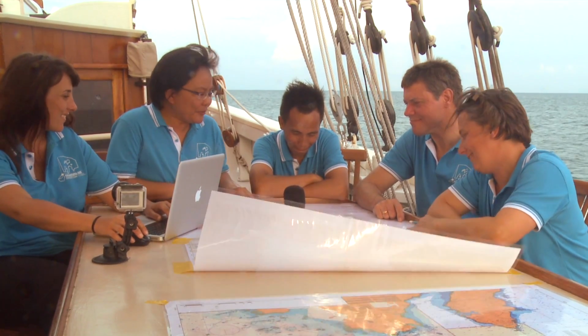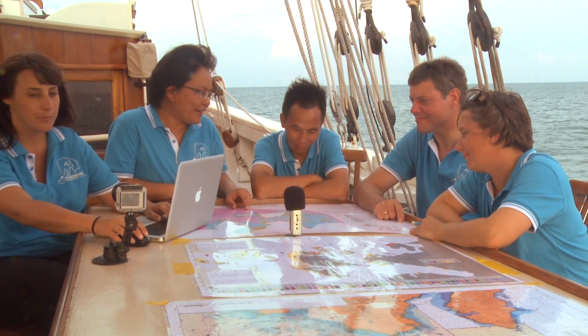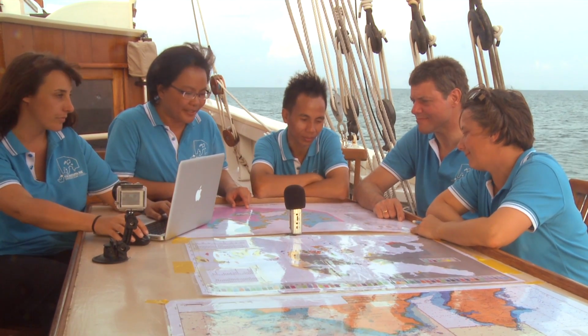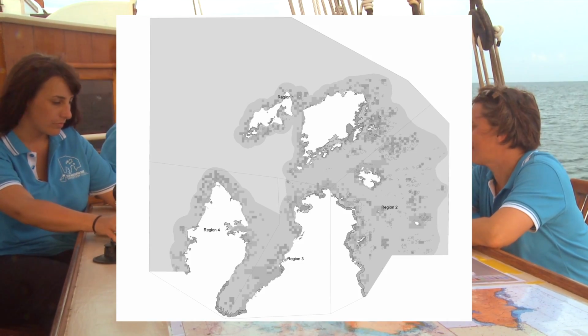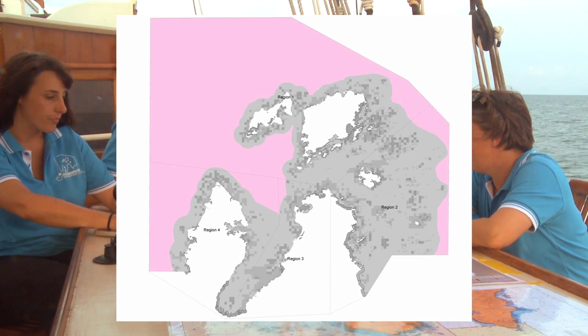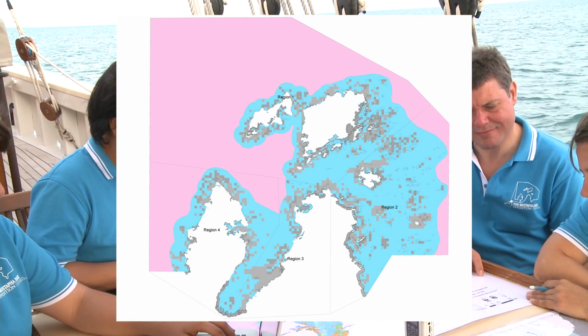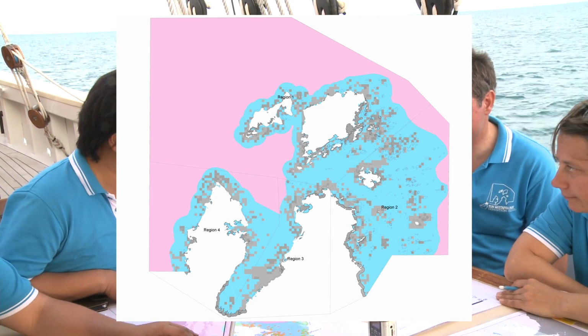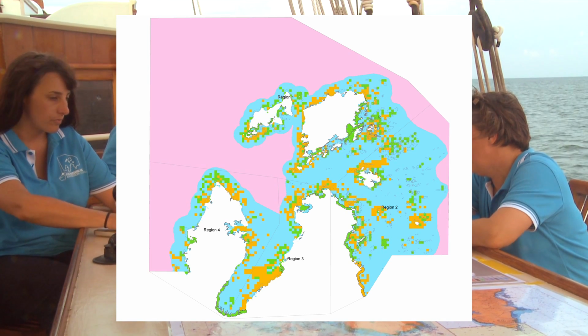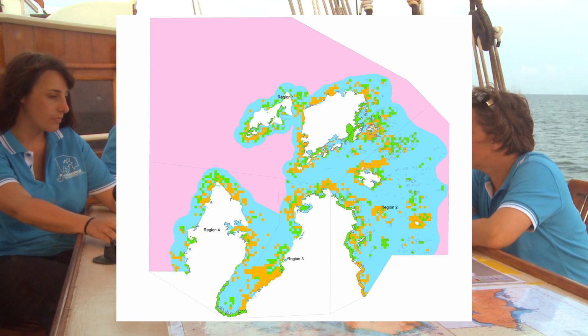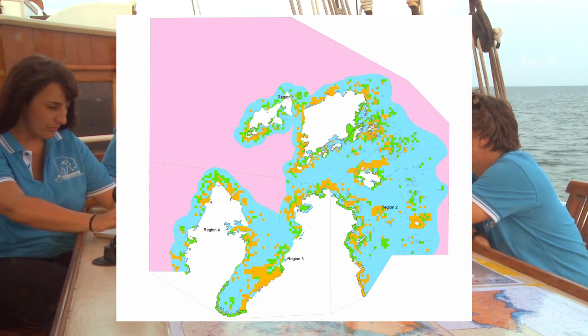Here you can see there are 4 types of zones that have been used or proposed for Tun Mustapha Park. The pink one here is the commercial fishing zone. The blue one is the multiple use zone. The brown one is the community zone, and the green one is the no-take area or protected area.